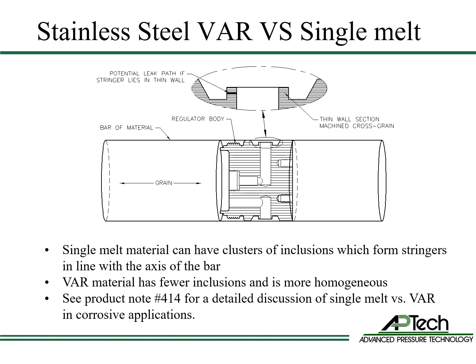Thin walls that are perpendicular to the axis of the bar have a risk of creating a leak path through a stringer due to corrosion. The stainless VAR secondary remelt material used in the AP series products has much lower levels of inclusions, making it a better choice for corrosive applications due to the lower sulfur level. See product note number 414 for a more detailed look at using single remelt versus VAR in corrosive applications.